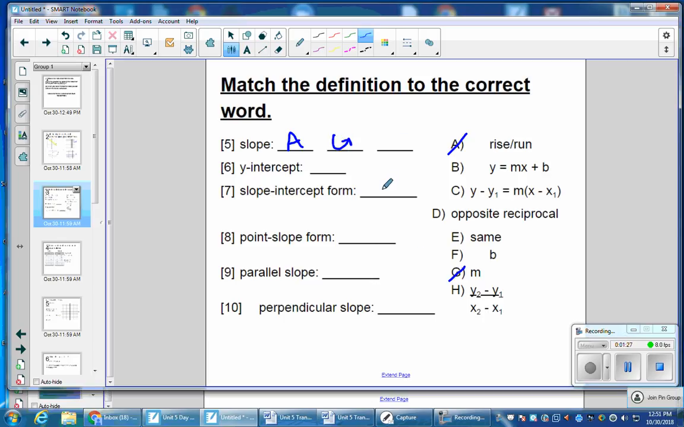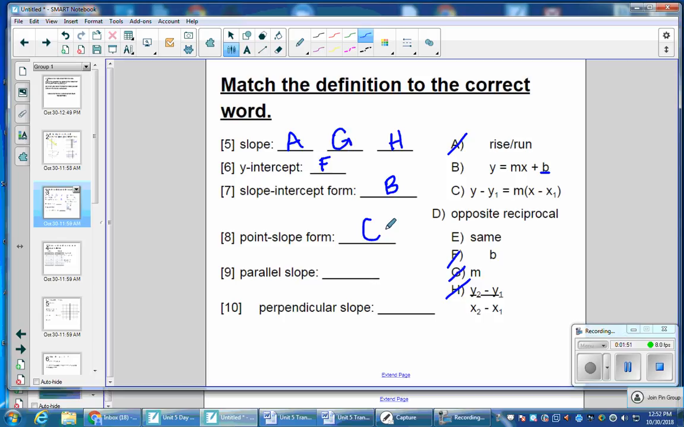And another thing for slope is the formula itself, which is y2 minus y1 over x2 minus x1. All right, it doesn't matter what order you have those in, as long as you have A, G, and H for the first one, you're all right. The y-intercept in this equation is the b, so that's F. This whole equation here is called slope-intercept form, so that's b.